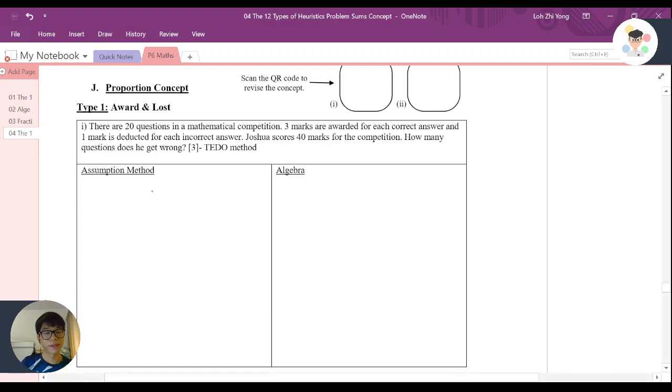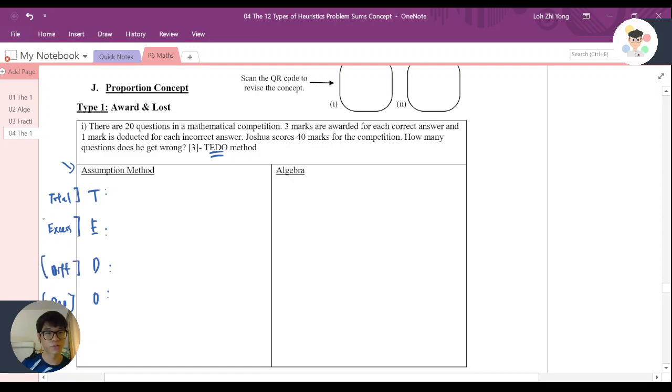Now, the method I would suggest, which is the assumption method, is to use the TEDO method. Why I name it TEDO is T, E, D, O. Basically it means that there are 4 steps to solve it. T represents total, E represents excess, D represents difference, and O represents opposite. I'll explain further what that means.